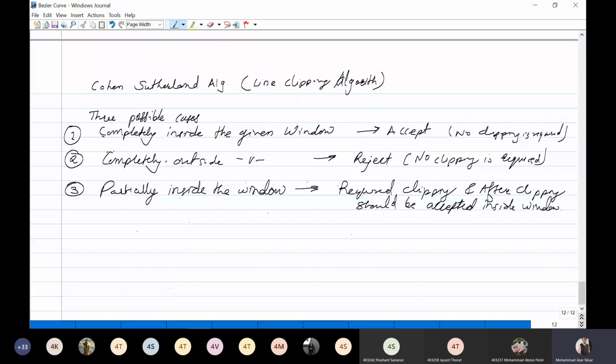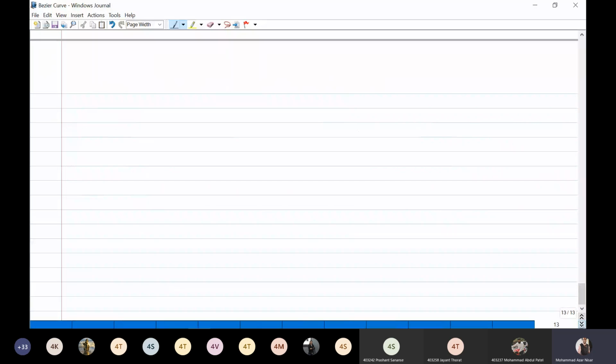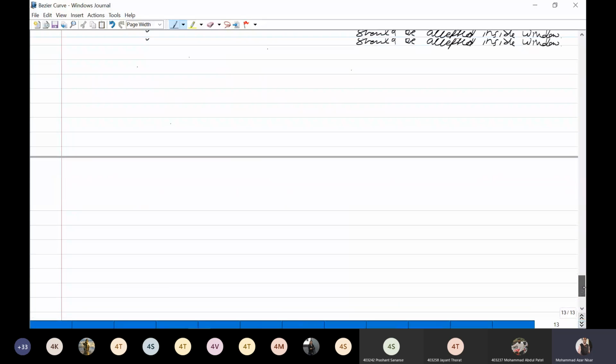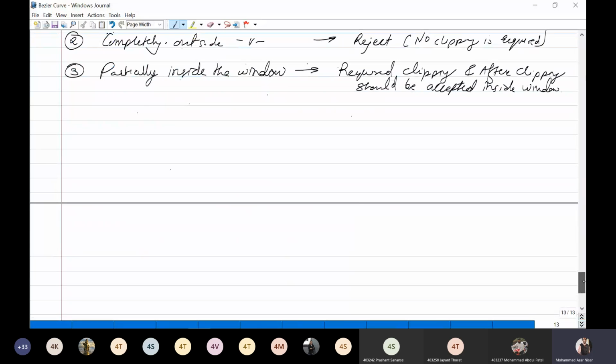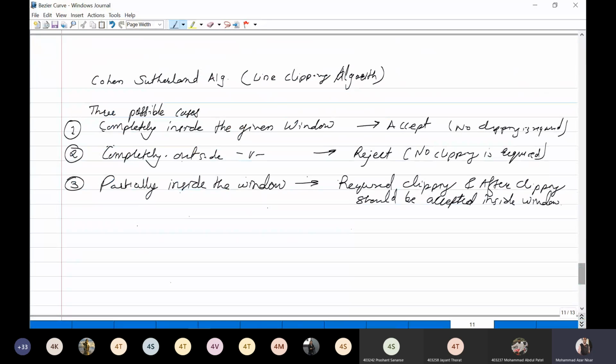I will provide these notes and upload them on Teams. I'm just explaining the basic concept. In case the Cohen-Sutherland algorithm is asked in the examination, you have to write all these three possible cases, and explain them with a simple example solving these three cases. So I will give one example of this.